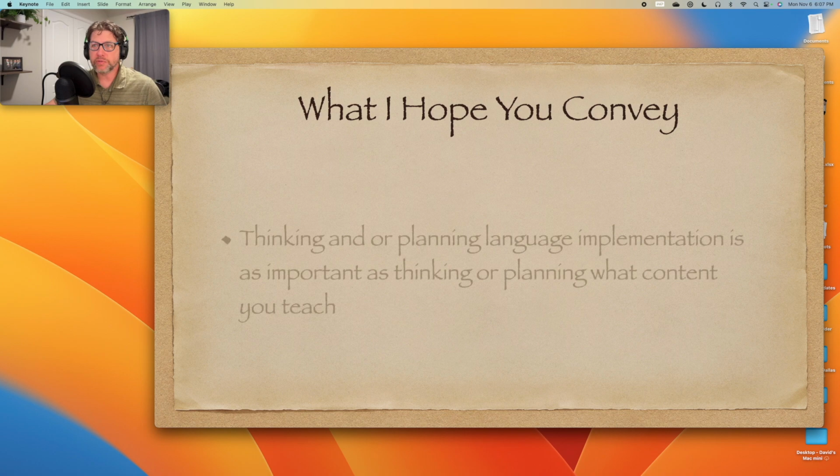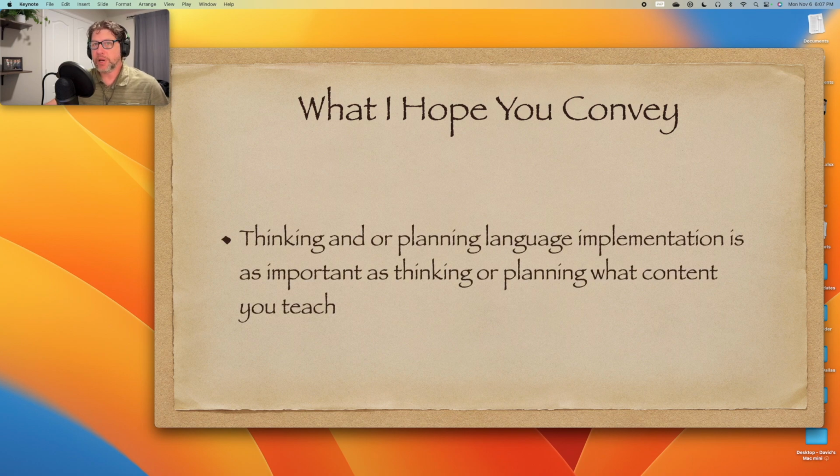So what do I hope to convey? My goal is to convince, or at least open some thinking to the idea that thinking and planning language implementation is as important as thinking or planning what content you teach. And we'll come back to this after we go through some of the sections. And I think maybe it'll be more clear what I mean about this.